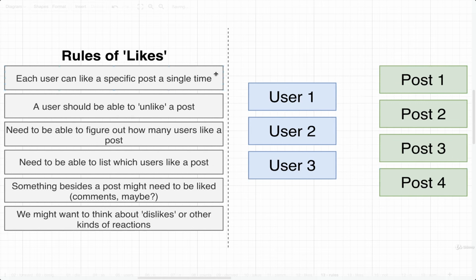Now, in addition to liking a post, we probably want to allow a user to unlike a post. So we need to make sure that once we build up this relationship, we also have some relatively easy way of removing it as well.